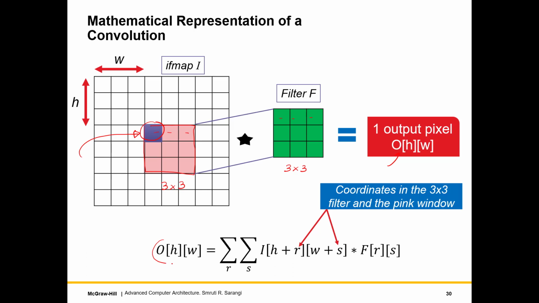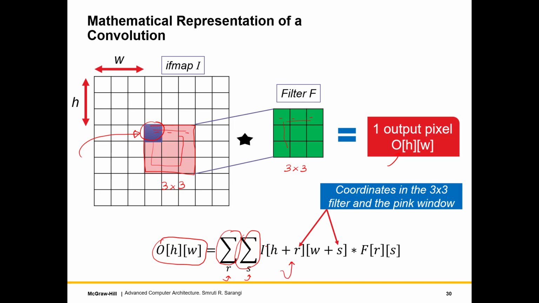So O_HW, which is nothing but the value of the output pixel, is just a summation of the pairwise products. The summation here is not a 1D sum but a 2D sum. Given that it's a 2D sum, we'll have two summations, since there are two axes. The two iterators are R and S, R for row and S for column. We essentially walk through all the elements in this region, find the corresponding elements over here, multiply and add, which is exactly what we are doing.